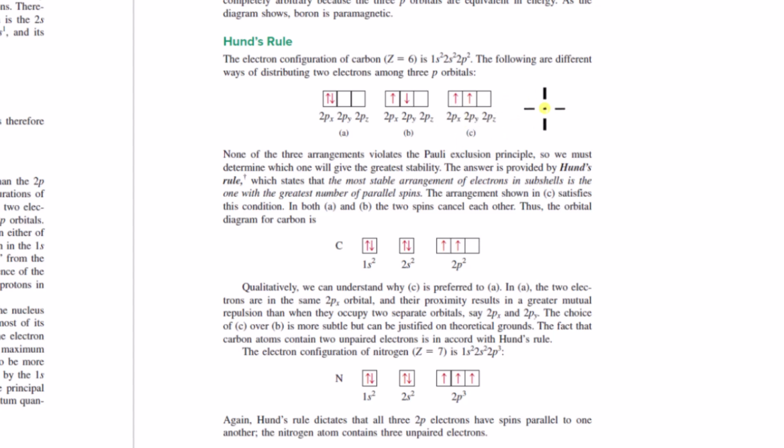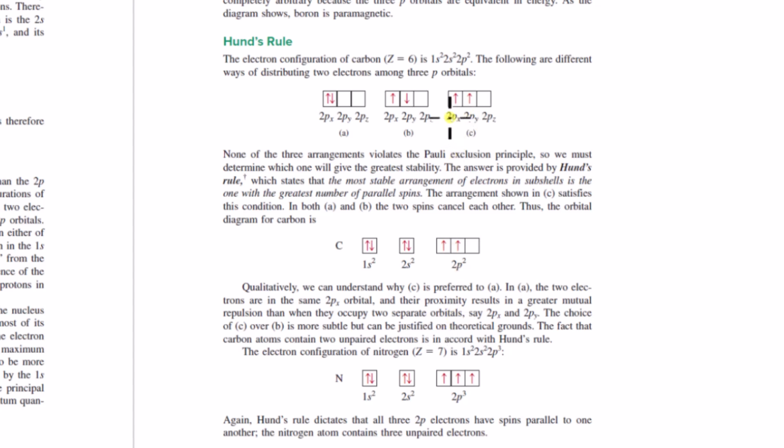So when we get to elements with d orbitals, you'll have 5 orbitals, so you can imagine those. You'll have a really magnetic material that has 5 parallel spins in the d orbitals. All right. Qualitatively, we can understand why C is preferred to A. In A, the two electrons are in the same 2p orbital, and their proximity results in a greater mutual repulsion than when they occupy the two separate orbitals.